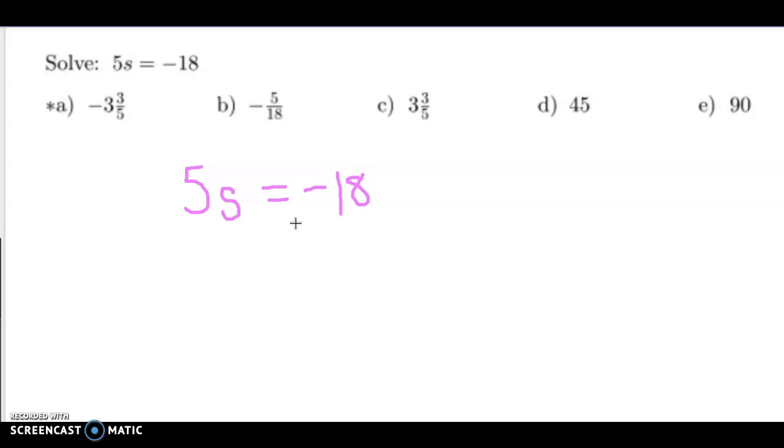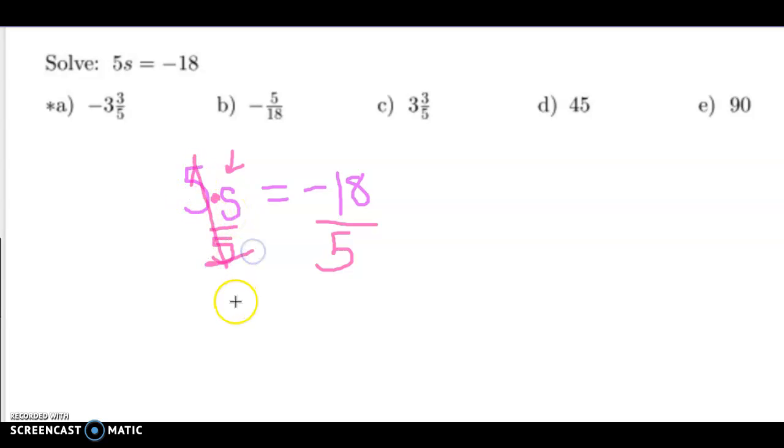Try to remember that when I have a coefficient, which is what this number 5 is, right next to a variable, that operation going on between the two is multiplication. And in order to undo, or do the opposite of, multiplication, in order to get the s by itself, is division. So I am going to divide both sides by 5 because that is what's attached to my variable, and that is what I'm trying to get rid of.